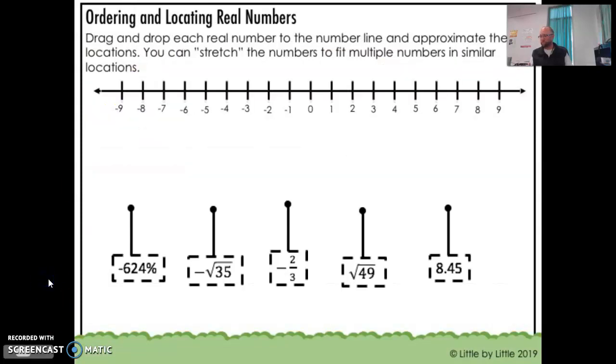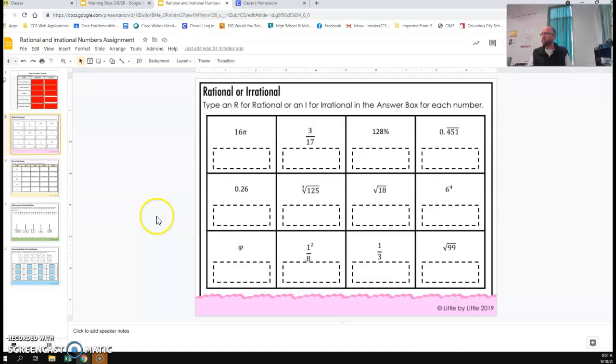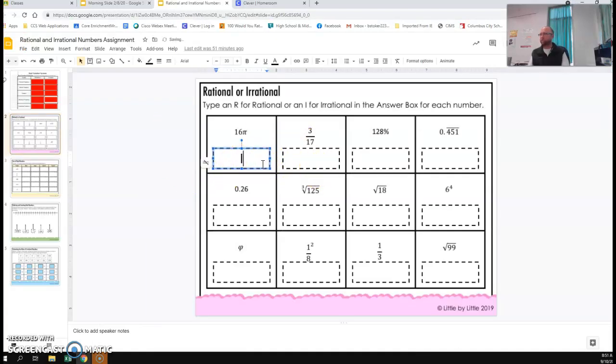So for that, I would double click on this slide and type the letter I. Okay. Now this next one we're going to look at is 3/17. So again we look at 3 and 17. Is 3 an integer? Absolutely it is.